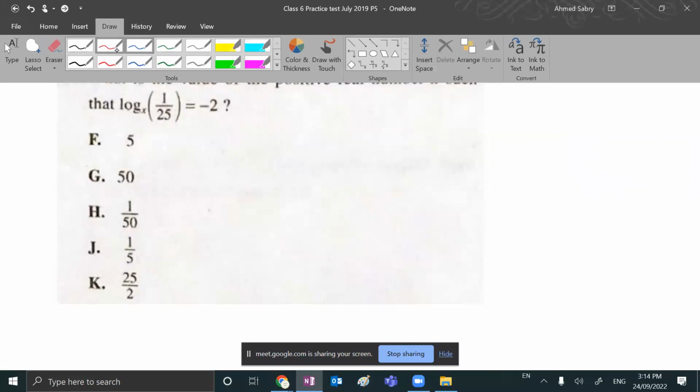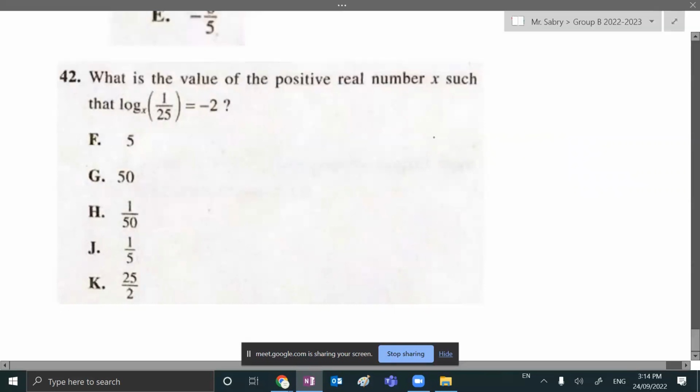So mainly the idea of a log is that it finds the power. For example, if I have 2 to the power of 3, what's the answer of that? It's 8. So if I want to know what 2 to the power of what would get me 8, that's where the log comes in handy. Because the log would say it this way: log of base 2, 8 is equal to what? So it would be equal to x.